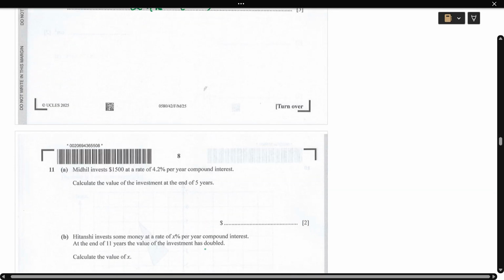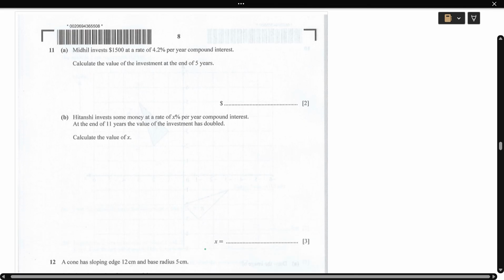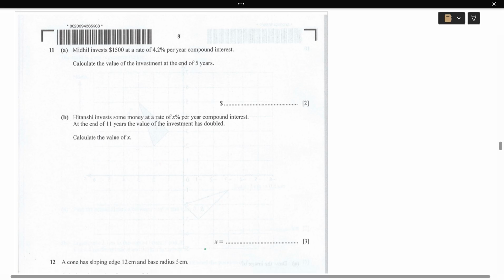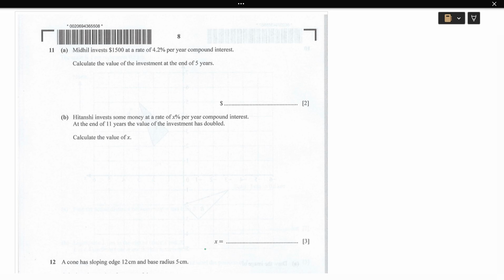Okay, the next question. Invest 1500 at a rate of 4.2% per year compound interest. Calculate the value of the investment. So 1500 times 1.042 to the power 5. The answer is going to be 1842.59.